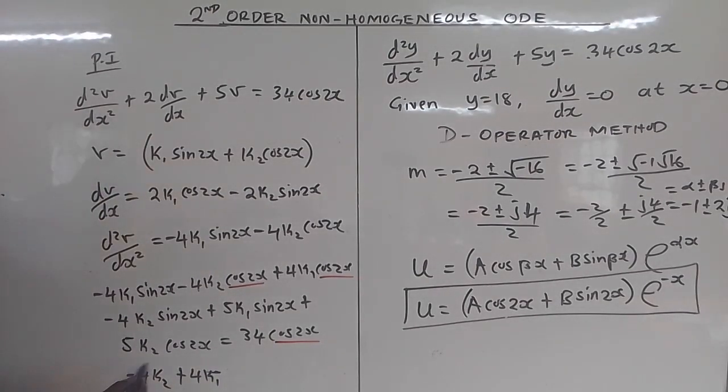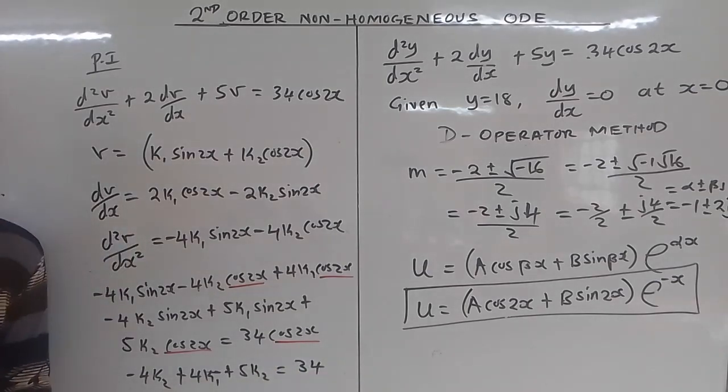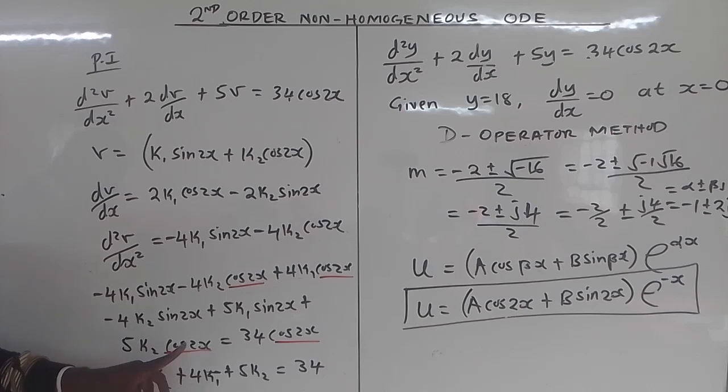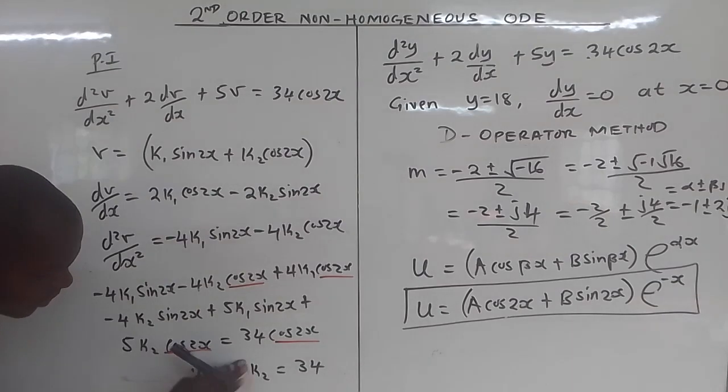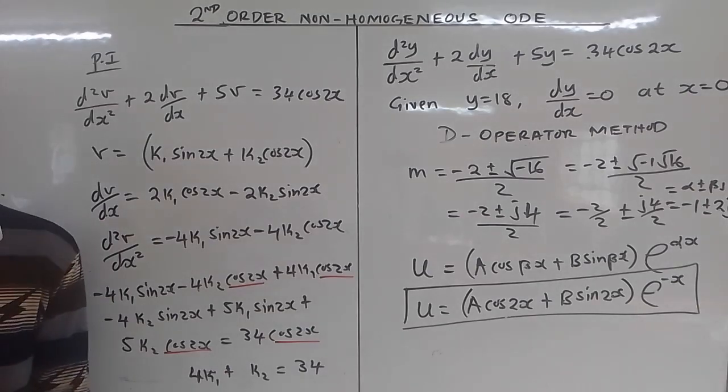Which one is that? This. That is positive 5k2. Very good, to be equal to 34. Are we together? So you've checked, you collected all the coefficients of cos 2x. These are 3, or there are 3: 1, 2, 3, isn't it? Are we together? So if you simplify that, what do you get? Minus 4k2 and plus 5k2, you just get k2, isn't it? So this will simplify and you just remain with 4k1 plus k2 is equal to 34, isn't it?